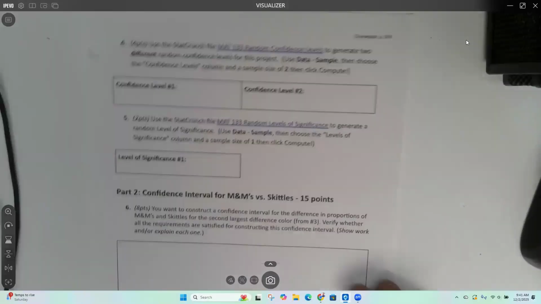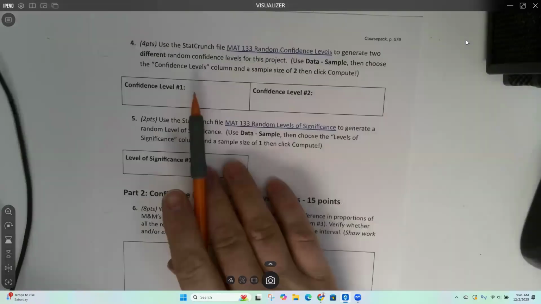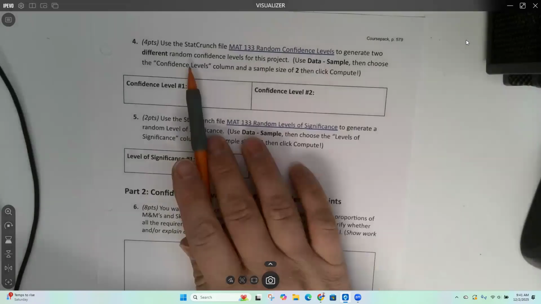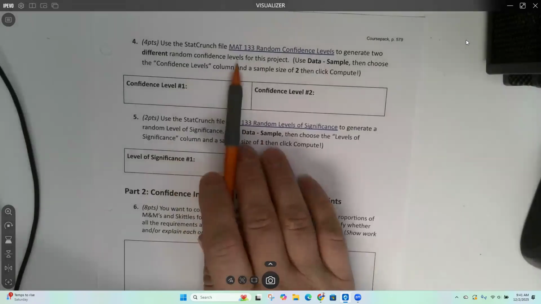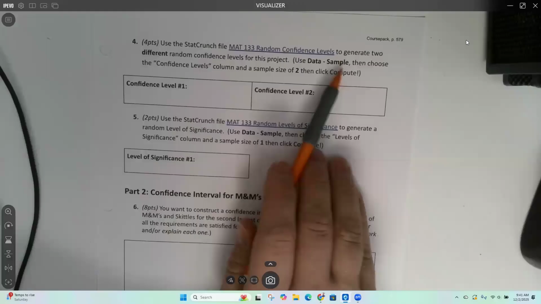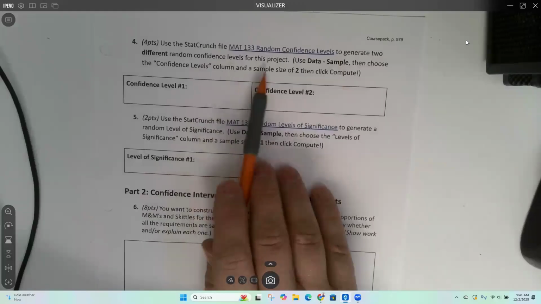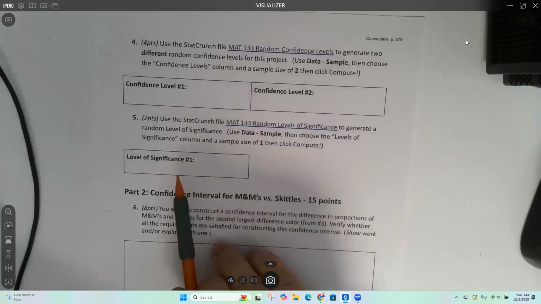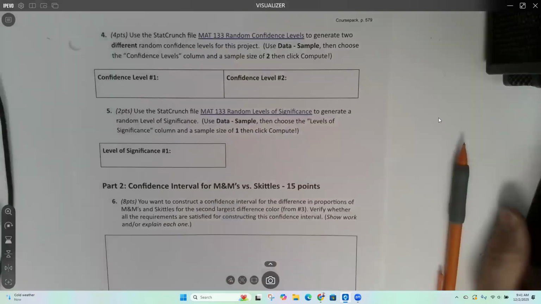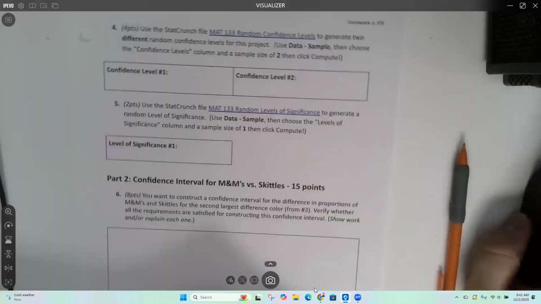Let's go on to the next page, page 579. Use the StatCrunch file to generate two different random confidence levels. Use data sample, then select size of 2. All right. So we need two confidence levels.